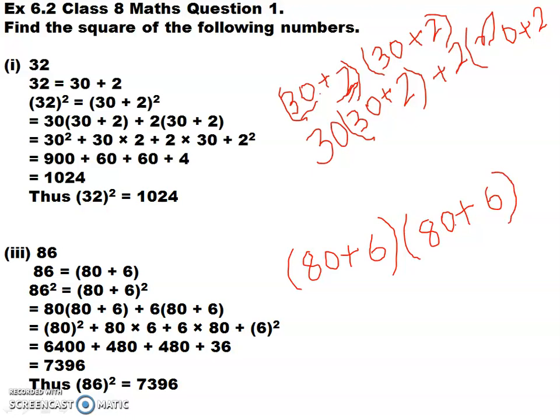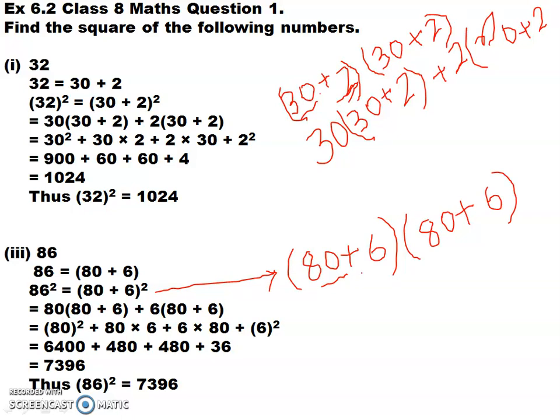80 plus 6. This one. See, you can write this as 80 plus 6 the whole square, which can be written as 80 plus 6 into 80 plus 6. Now, the first number into the second bracket. Here, 80 into 80 plus 6.